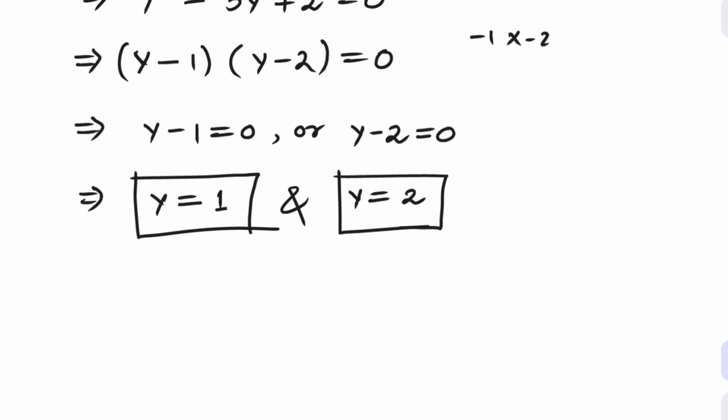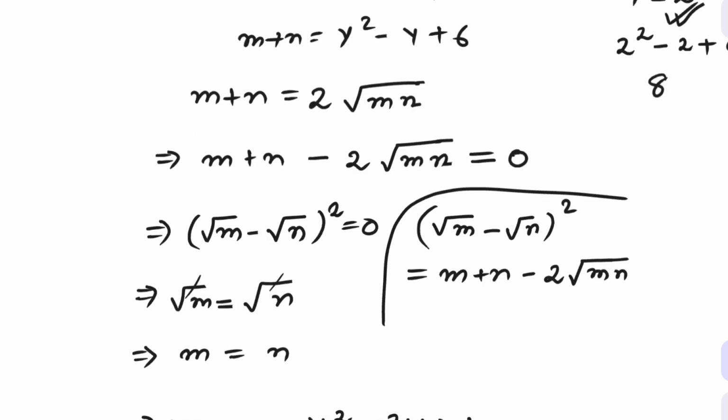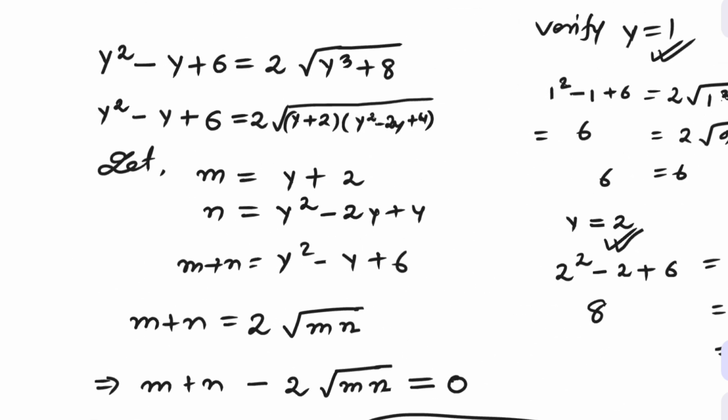This problem is a wonderful example of how recognizing a hidden algebraic identity and making a clever substitution can transform a difficult-looking radical equation into a simple quadratic equation.